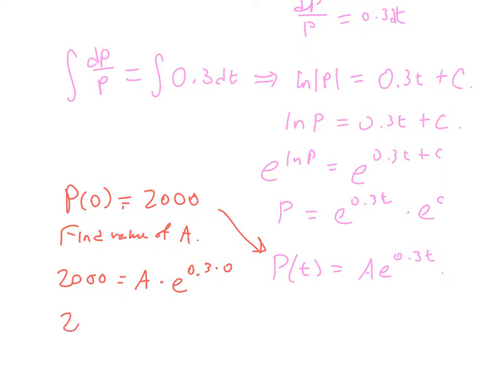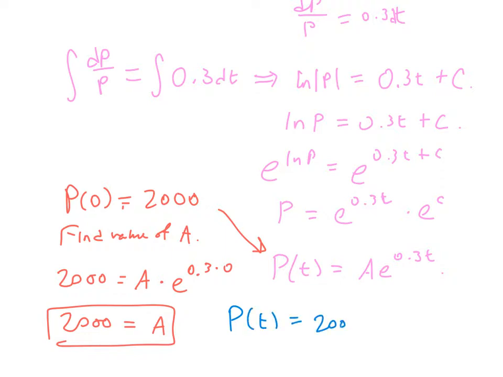And that gives me 2,000 equals A times e to the 0. e to the 0, though, is just 1. So that's really just saying that A is 2,000. Okay, so now my population model for rabbits is going to be P of t equals 2,000 times e to the 0.3t, which I think is the same thing we came up with in class.